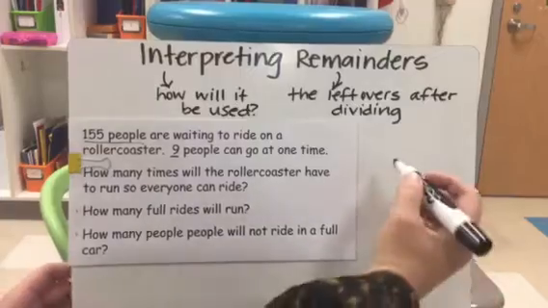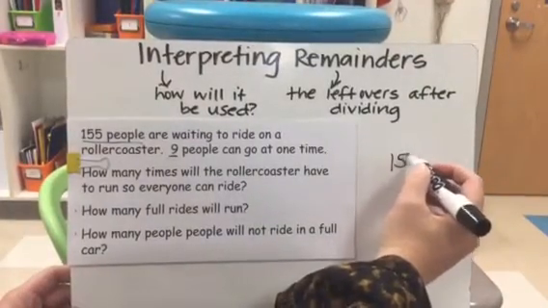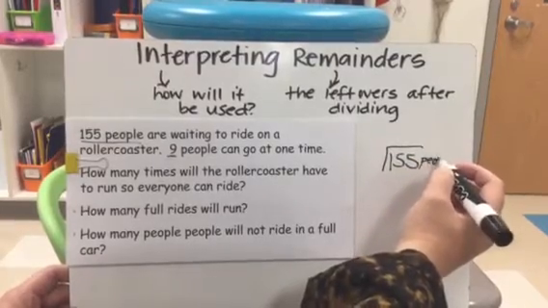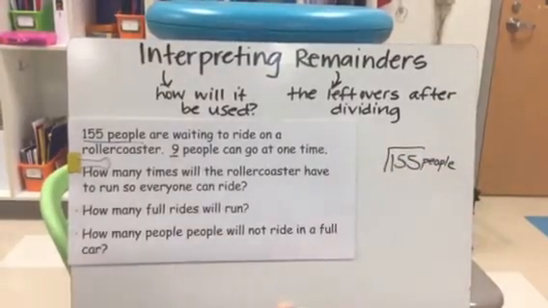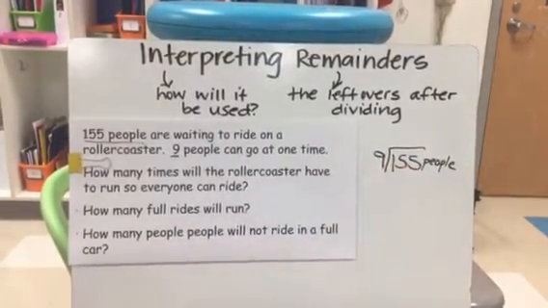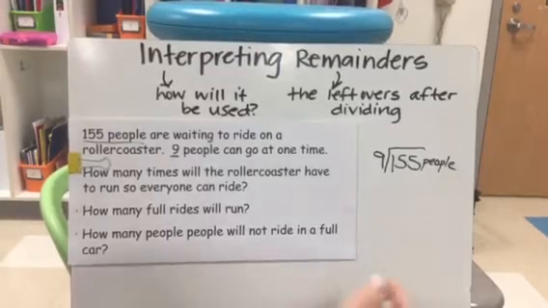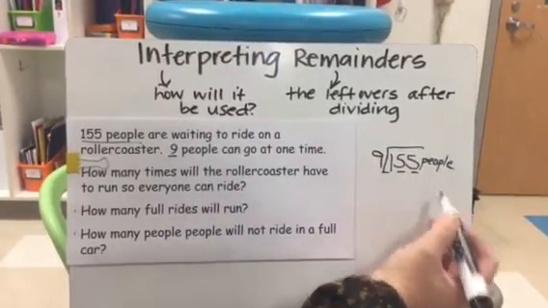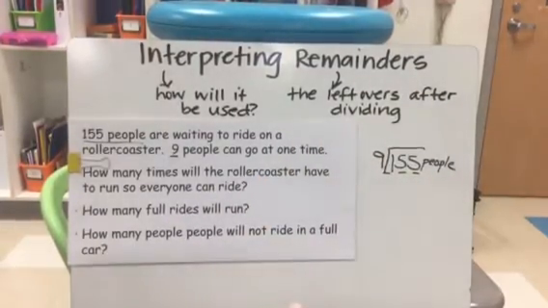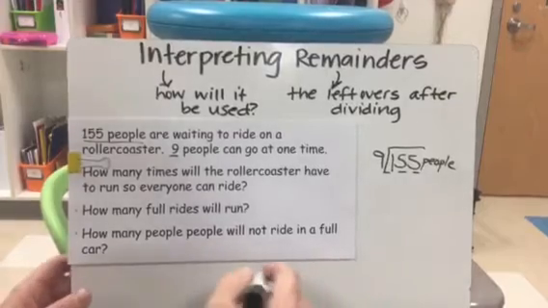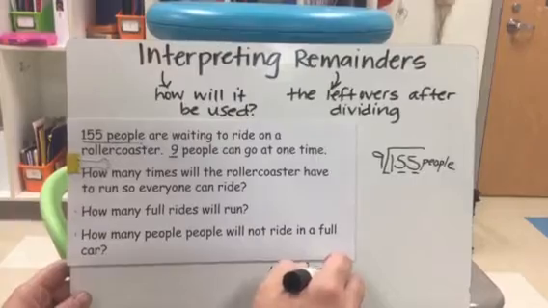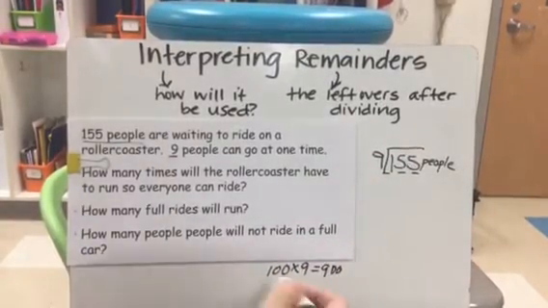So first, let me model the division. There are 155 people. Sometimes it helps when we are labeling. 155 people. And they need to be separated into groups of 9 to get on the ride. Okay? Well, I have hundreds, tens, and ones. So let's see if I can do 100 rides going through the roller coaster. Well, if I did 100 groups of 9 people, that would be 900. I don't have 900 people, so I'm not going to use hundreds.